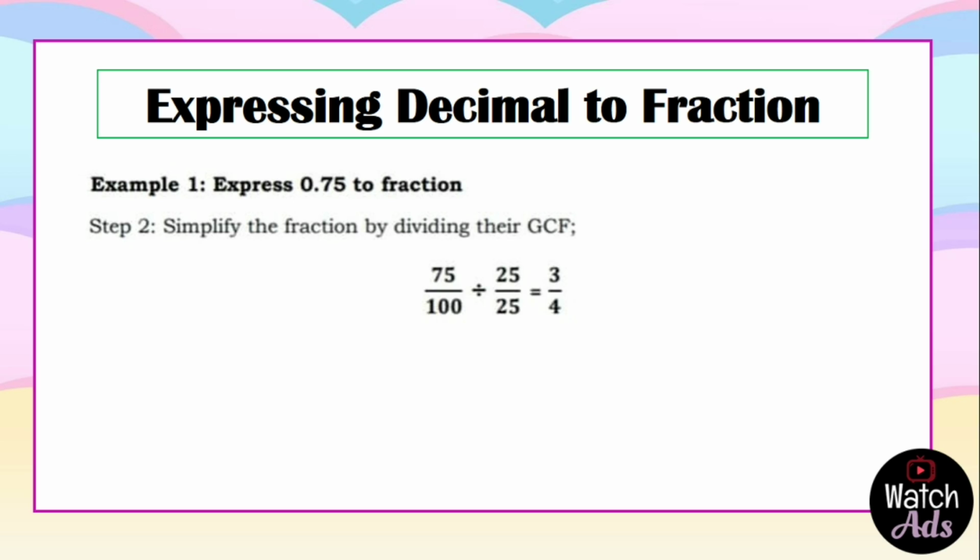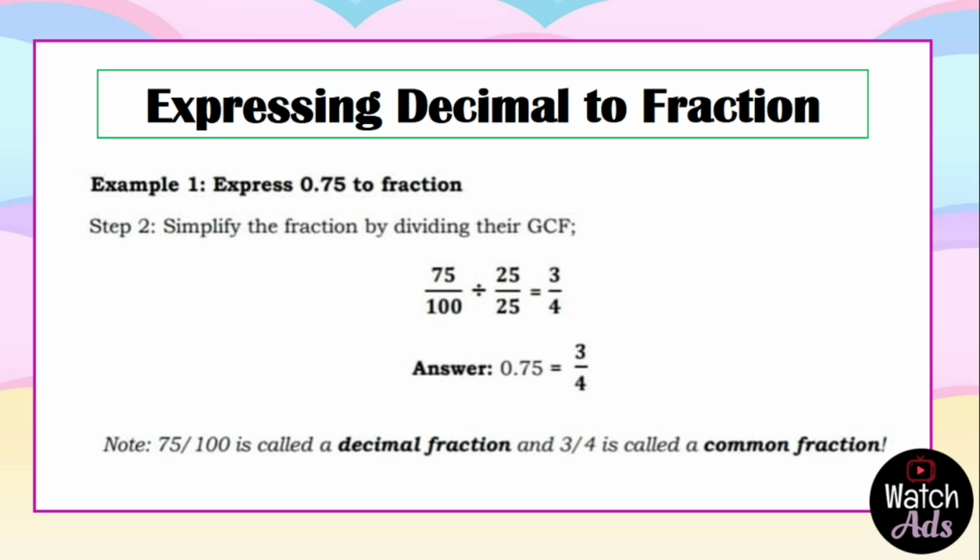75 over 100 should be divided by 1, but 1 is equal to 25 over 25. That is equal to 3/4. The answer, 75 hundredths, is equal to 3/4. Note that 75 over 100 is called a decimal fraction and 3/4 is called a common fraction.